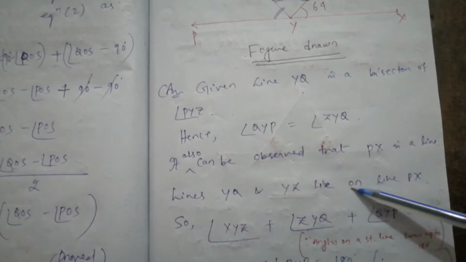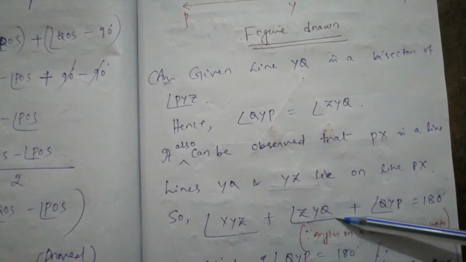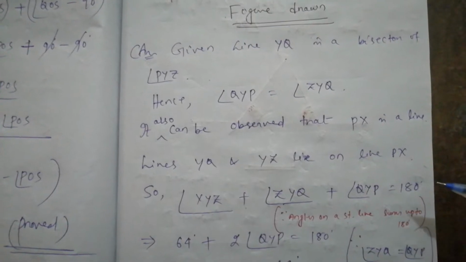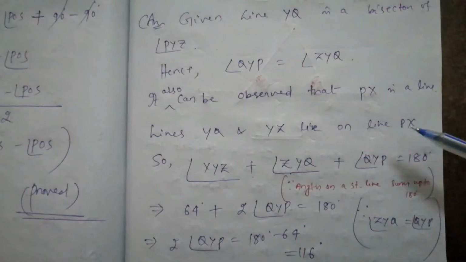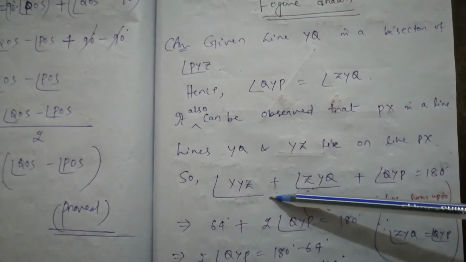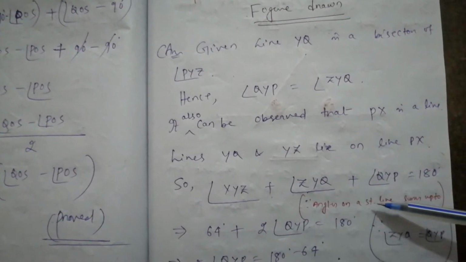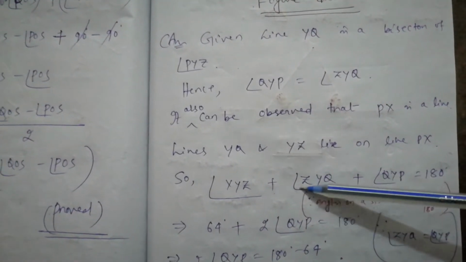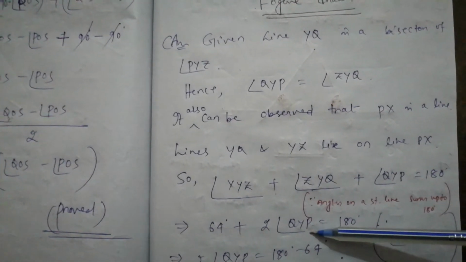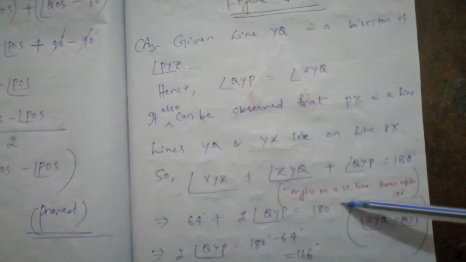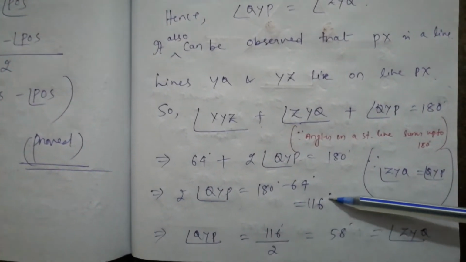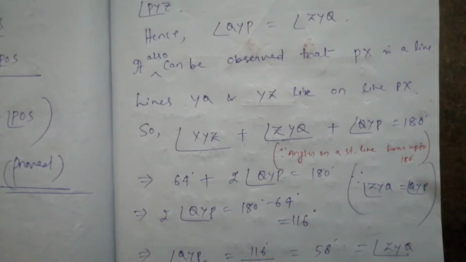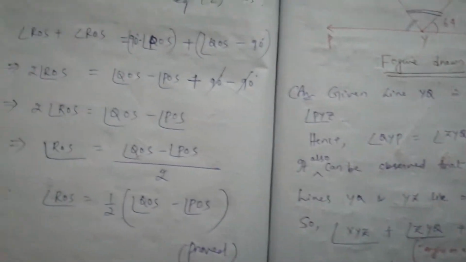So we can write that angle XYZ plus angle ZYQ plus angle QYP equal to 180 degree, because angles on a straight line sum up to 180 degree, that we know. So we can put the value of angle XYZ here, 64 degree plus 2 into QYP, because we know angle ZYQ equal to angle QYP. So this summation is equal to 180 degree, and by solving this we will get angle QYP equal to 58 degree, that is equal to angle ZYQ.